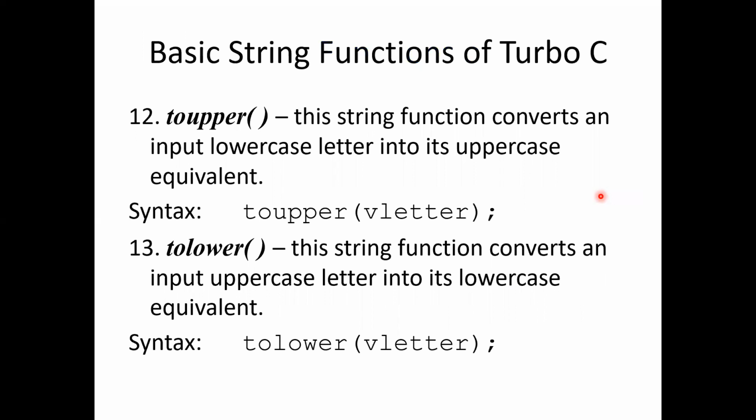And then we also have the toupper and tolower. The string function toupper converts an input lowercase letter into its uppercase equivalent, and the same with tolower, it will convert it to its lowercase equivalent. So it's like strlwr and strupr, but the difference between the two is that you could change the letters one letter at a time.